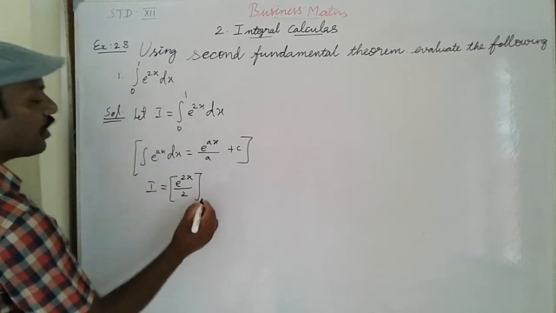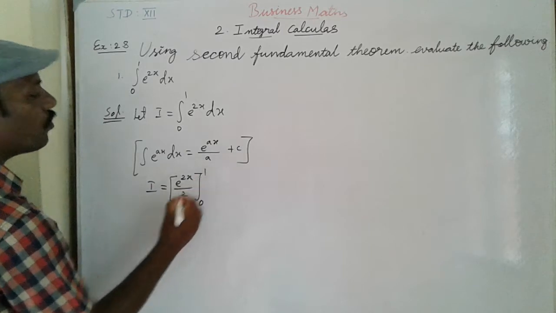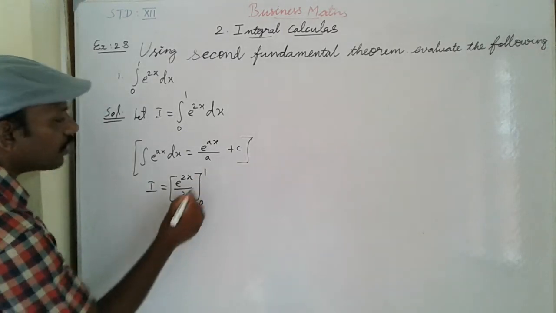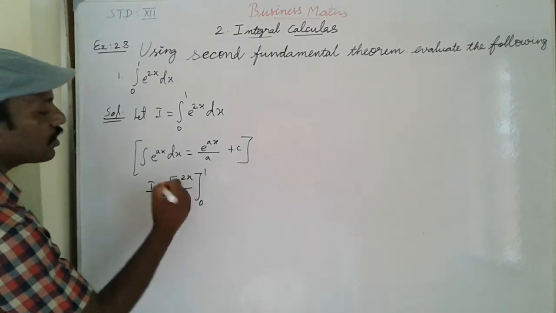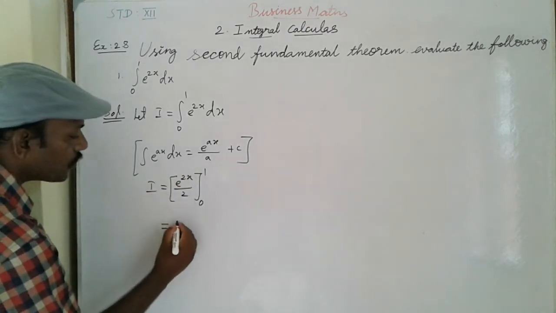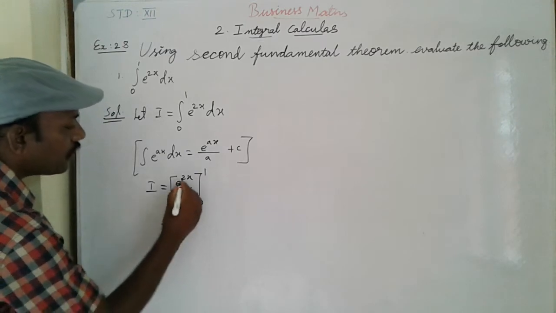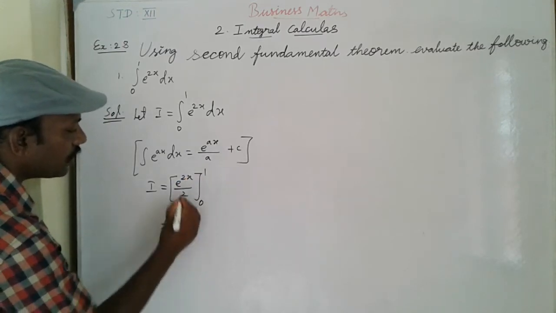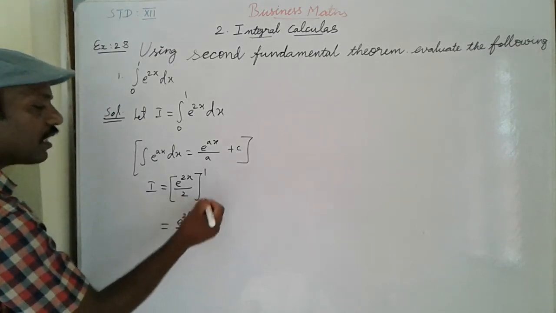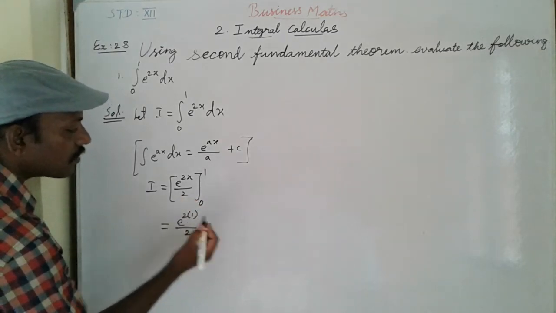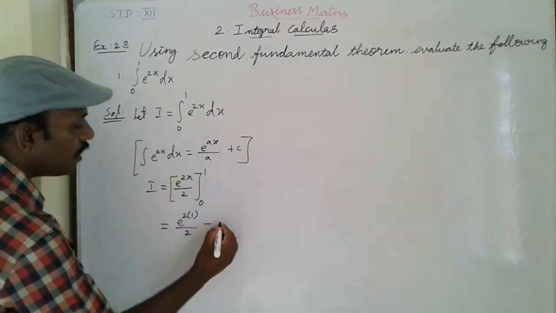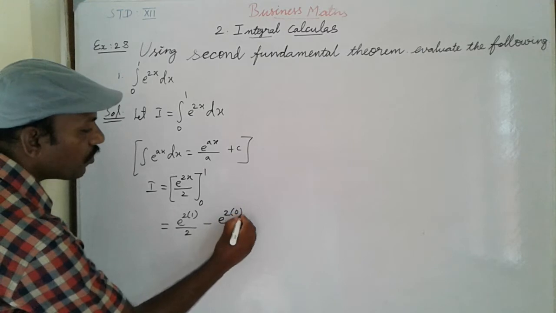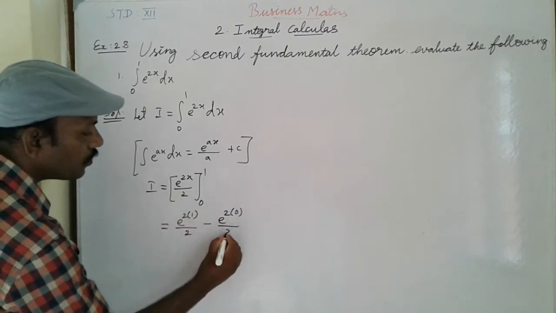its value with limits 0 to 1. So we should substitute the limits. First limit is 1, second limit is 0. For the first limit we substitute e power 2 into x value, which is 1, divided by 2. Next, for the second limit we substitute, with a minus symbol, minus e power 2 into the second limit, which is 0, divided by 2.